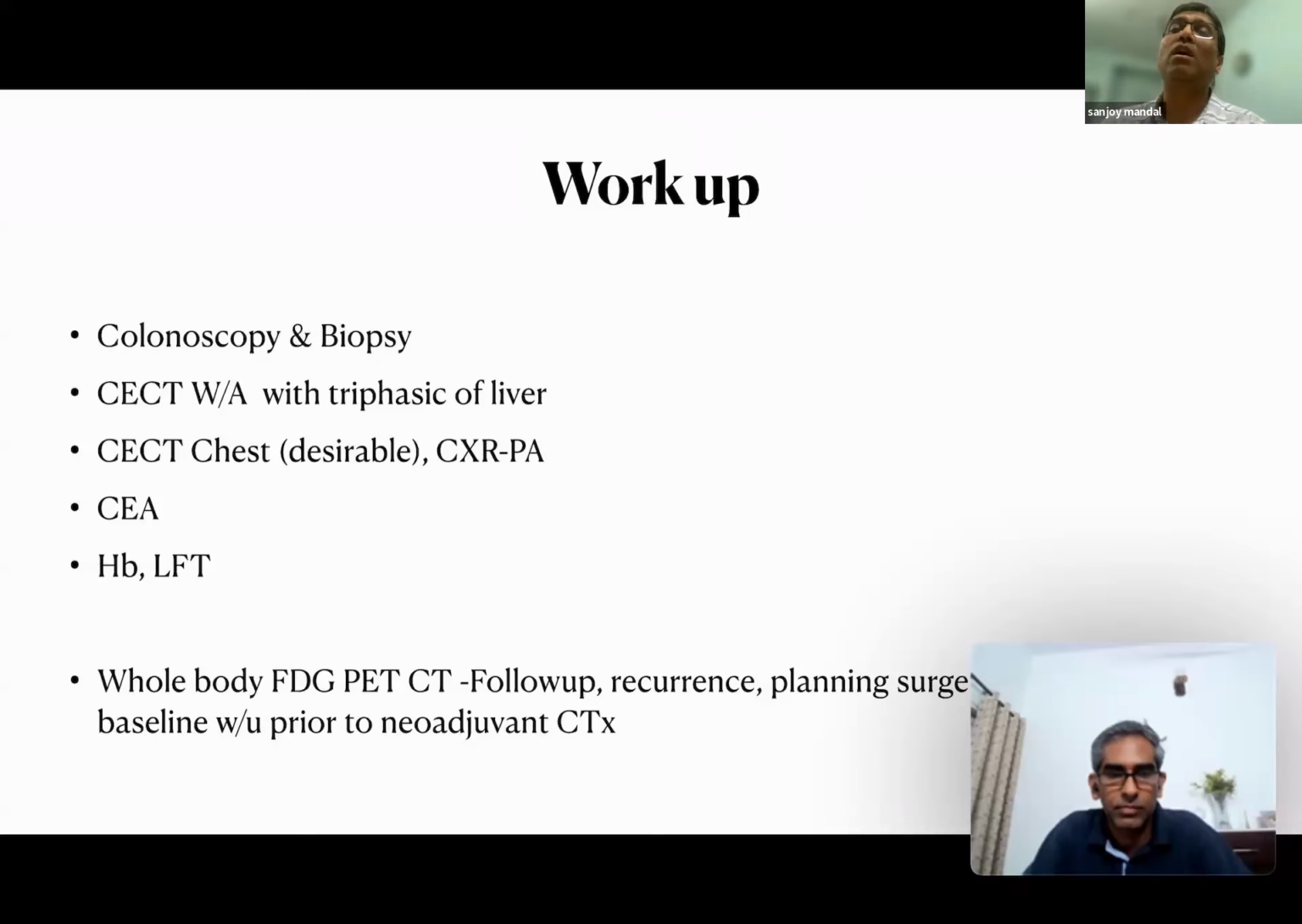Now, the essential workup for a colon cancer would be a CT of the whole abdomen, preferably with a triphasic CT of the liver. A chest X-ray is essential. A lot of people would advise a CT chest. It's desirable, but a lot of people would say not required, because if you do not have liver metastasis, then it is very unlikely you would have metastasis to the lungs. So chest X-ray is good enough.